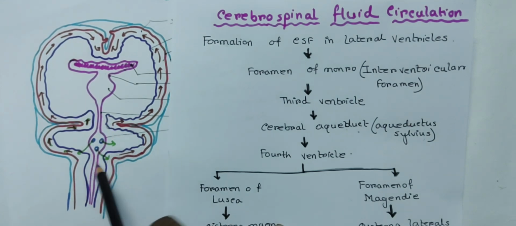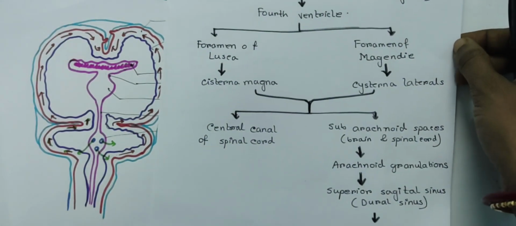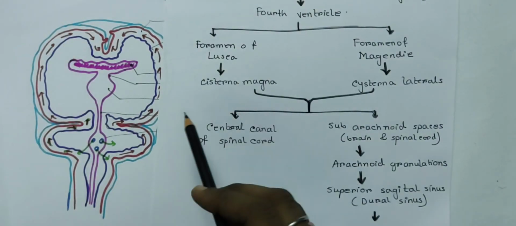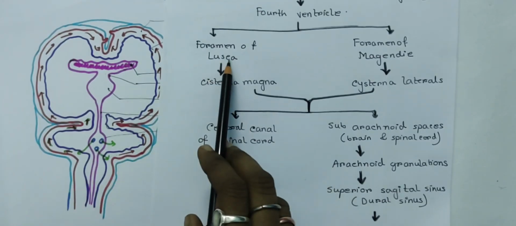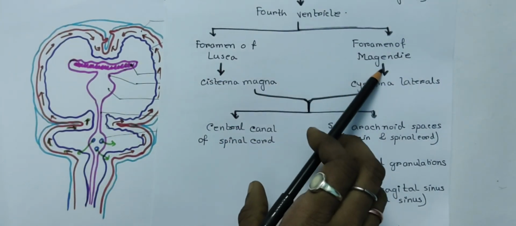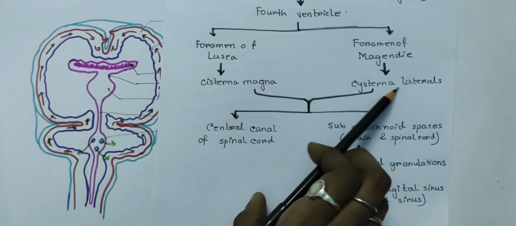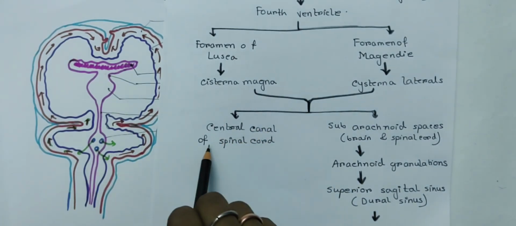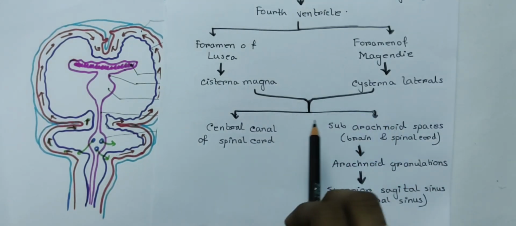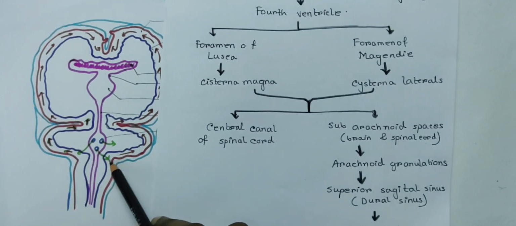The fourth ventricle has three apertures: two lateral apertures called the foramen of Luschka, and the median one called the foramen of Magendie. From these apertures, through the cisterna magna and cisterna laterals, it goes two ways. One goes to the central canal of the spinal cord, and the other goes to the subarachnoid space. Subarachnoid space means to both the spinal cord as well as the brain.